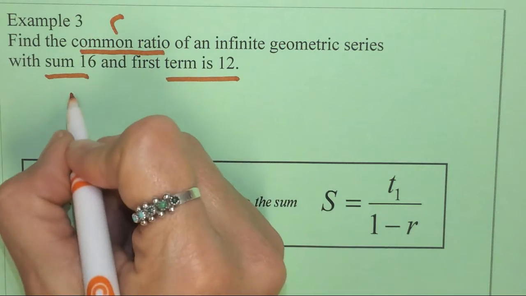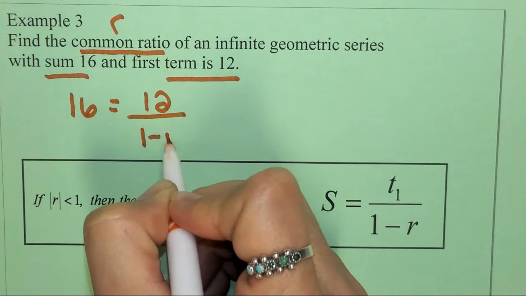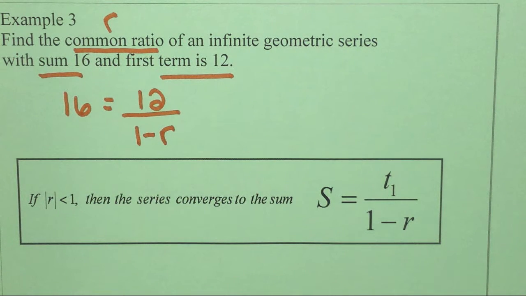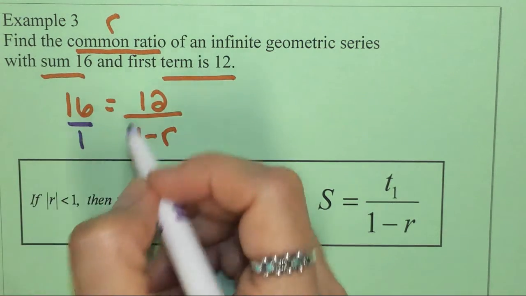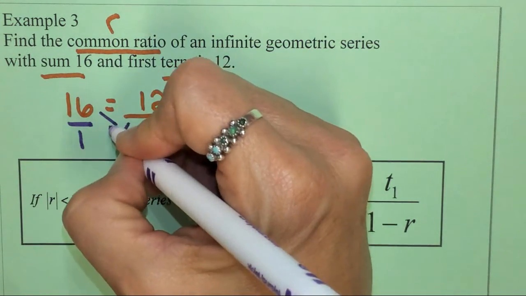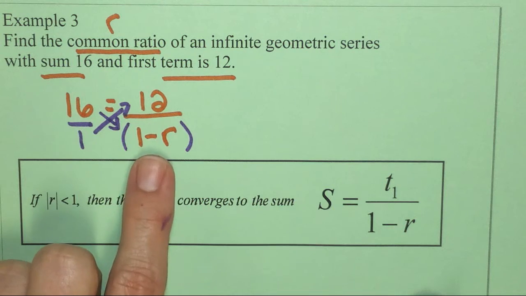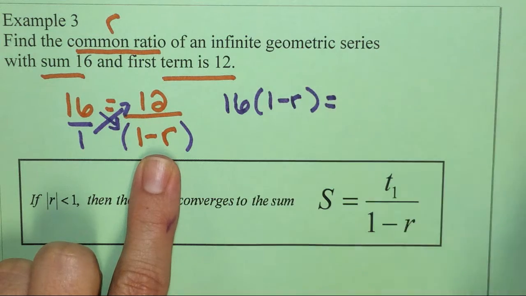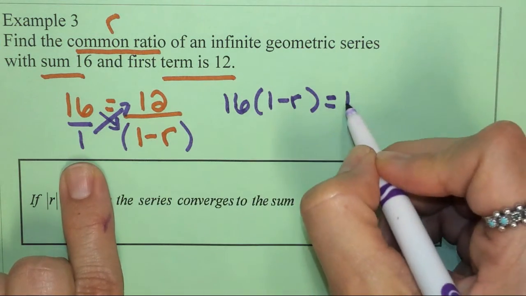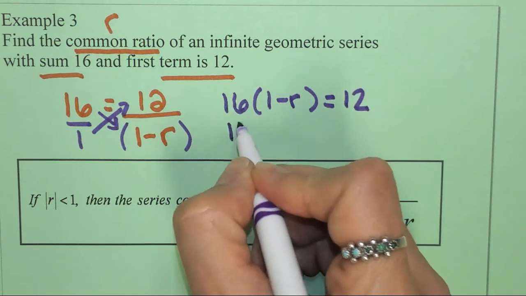So I know my sum is 16. I know the first number is 12. I don't know what R is. Now, when you have a problem like this, and it's been a long time since you've done one like this, this is when you put the 16 over 1, and we're going to cross multiply. So we're going to do 16 times the denominator. There's more than one term down here, so we have to put it in parentheses. And then I'm going to do 1 times 12. That's just 12. I have a parenthesis, so I'm going to distribute.